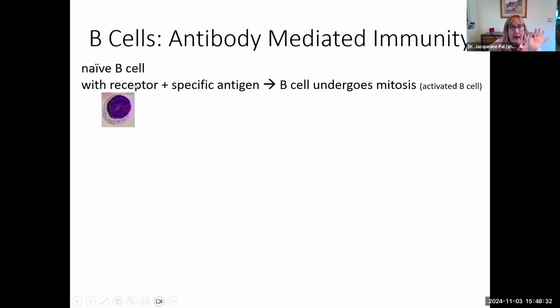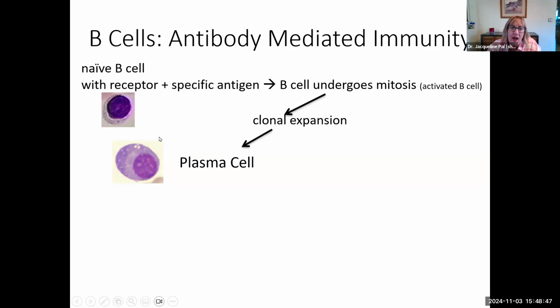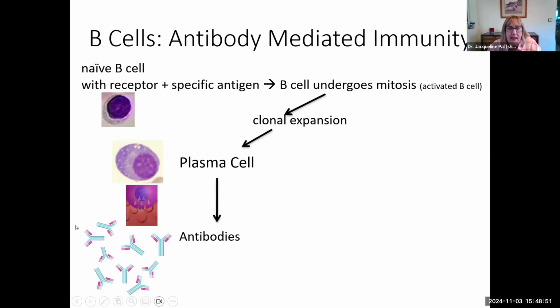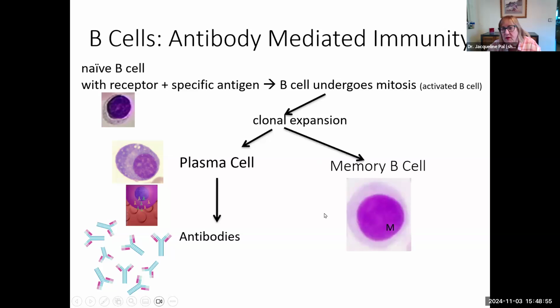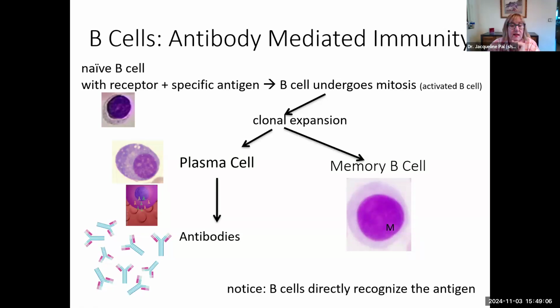When all of a sudden, its receptor binds to a specific antigen. And so that B cell gets activated, goes through mitosis, and has some clonal expansion. We're going to get plasma cells being formed, making a whole bunch of antibodies, and we're also going to be forming memory B cells. So, what's going to happen with those antibodies? Well, before I tell you, I need you to remember and make note that with B cells and antibody-mediated immunity, the B cell itself was able to directly recognize the antigen, because this is not going to be the case with our T cells.